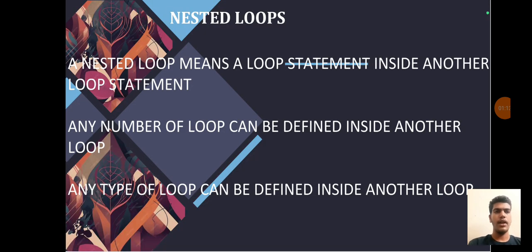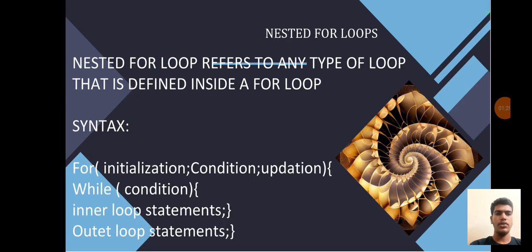So coming to the nested loops, what do you mean by a nested loop? A nested loop means a loop statement which is inside another loop statement. Any number of loops can be defined inside another loop, and any type of loop also can be defined inside another loop. So nested for loop refers to any type of loop that is defined inside a for loop. So the syntax is for initialization, condition, and updation, which includes decrement or increment. Similarly, a while loop can also exist as the inner loop inside a for loop.